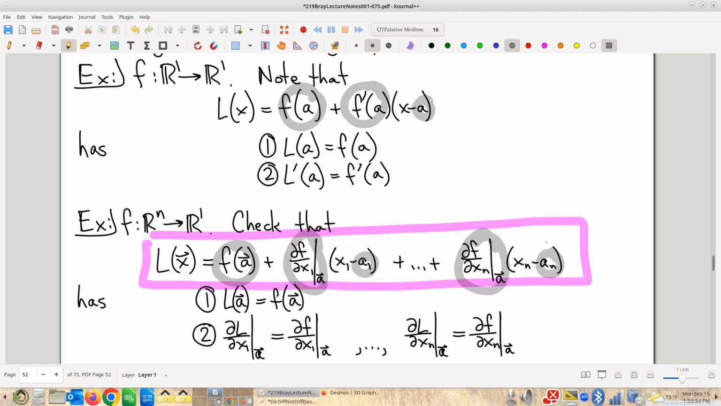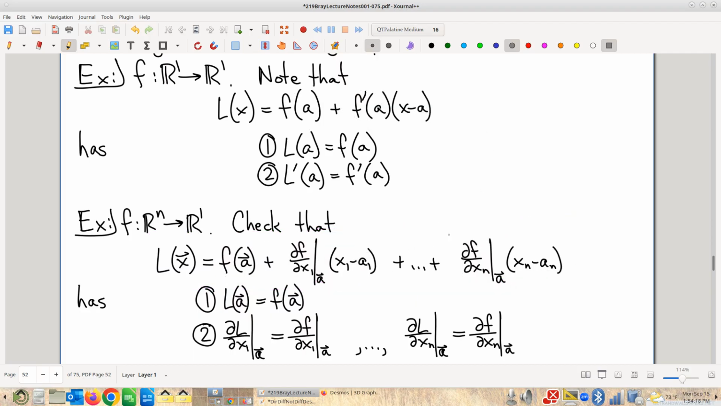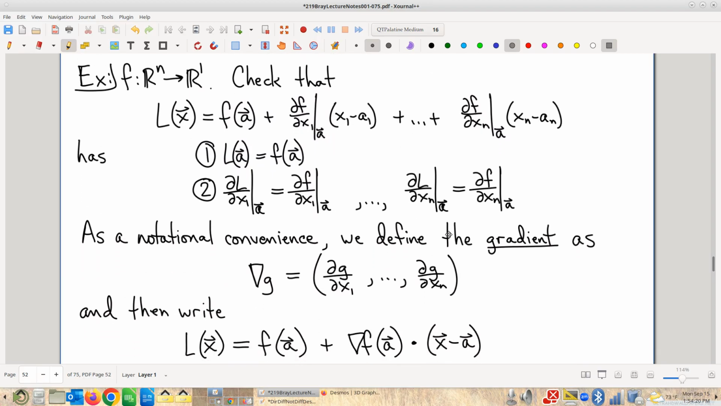And whatever you want to take the partial derivative of L with respect to, just make sure you get what you're supposed to get. Everybody see the suggestion there? Just directly confirm, if you would, that property 2 holds for this function. Okay. All right, healthy exercise. And now I'm going to make an observation.